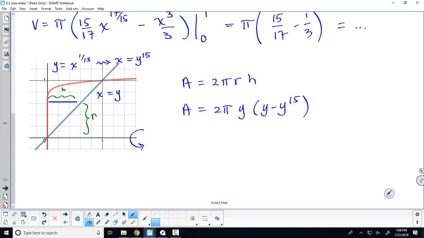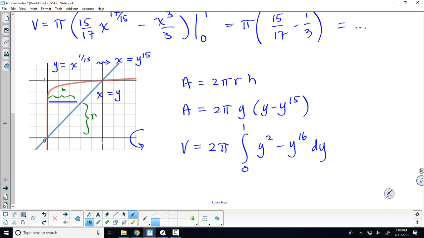We've written this function as x equals. We've written this function as x equals. So it's the right x minus the left x. And then we integrate. So 2 pi can factor to the front. We'll distribute this y, giving us that. And they have intersections of 0 and 1 still.